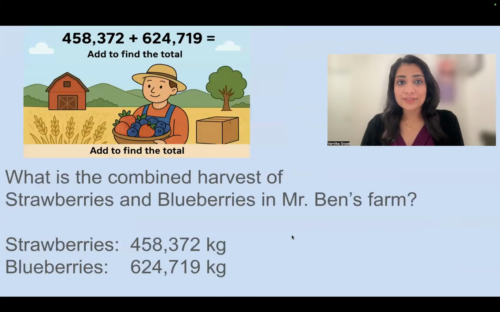Another example. Say you visit Mr. Ben's farm and he's growing strawberries and blueberries. You want to help him find how many strawberries and blueberries he harvested this year. What do you do? You'll have to add the harvest of strawberries and the harvest of blueberries together. So in many cases, we also need to add really large numbers when there are big factories involved, or in the case of celestial objects like the moon, the sun, and distances.